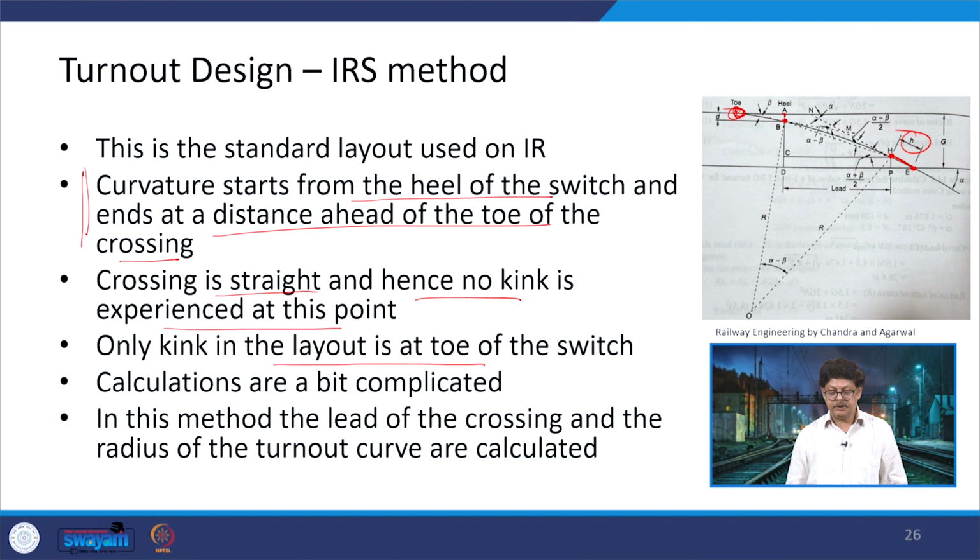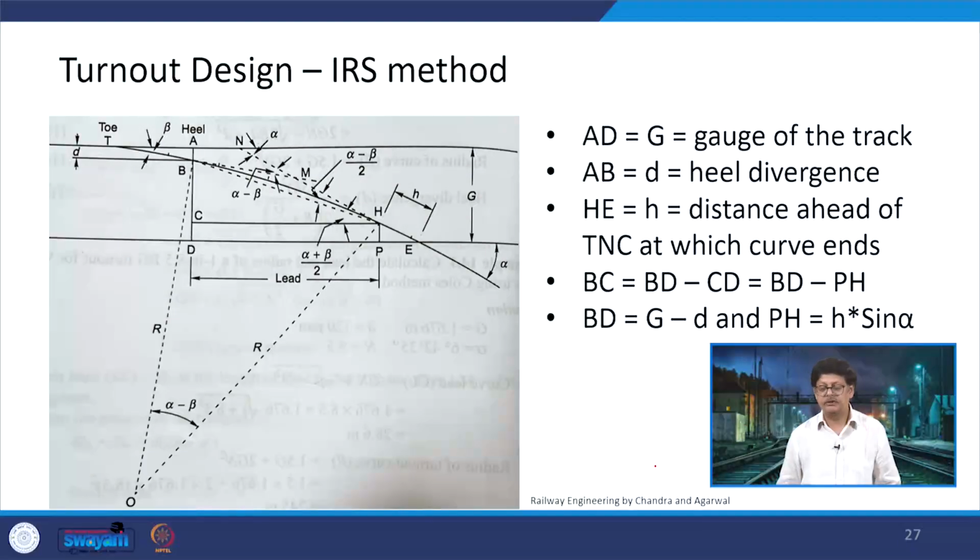Now, in this method the lead of the crossing and the radius of the turnout curve, these two things are calculated. So, let us calculate that. How to do that is, the lead of the crossing is basically from D to P, that is the point up to which the curve is there and from where the curve is starting. And if we say this is dP, it is also equal to CH. So, that is the lead.